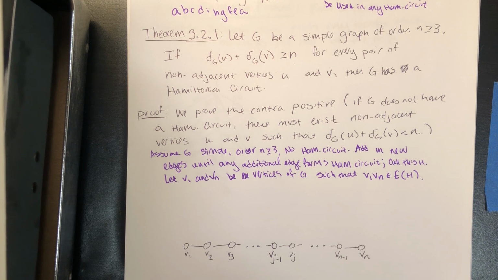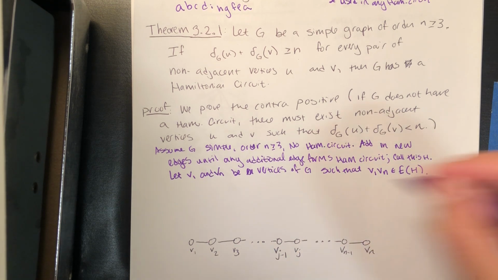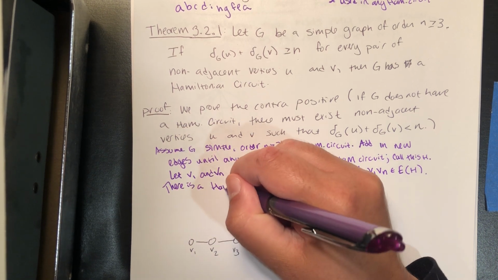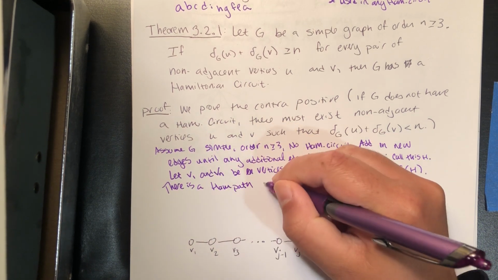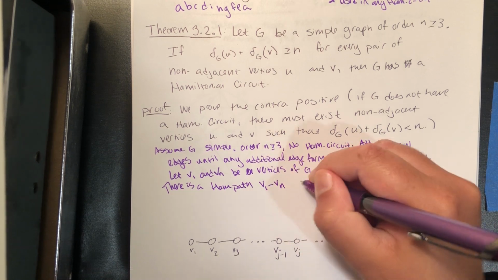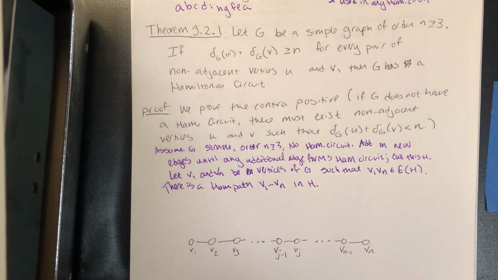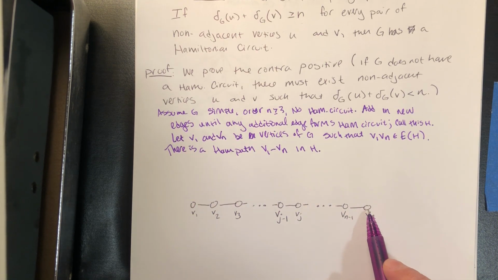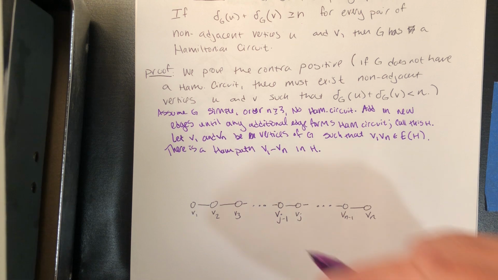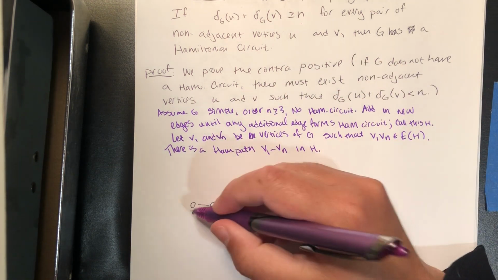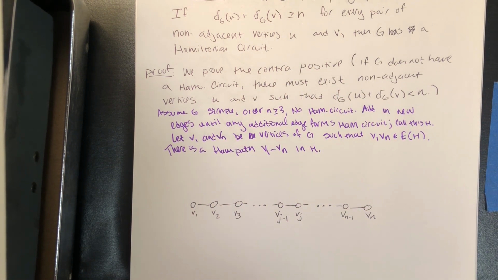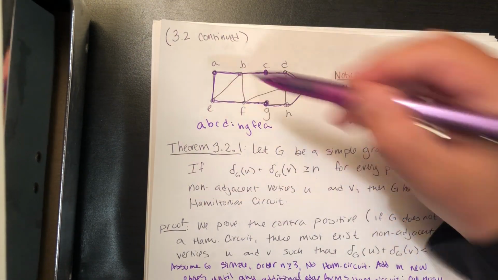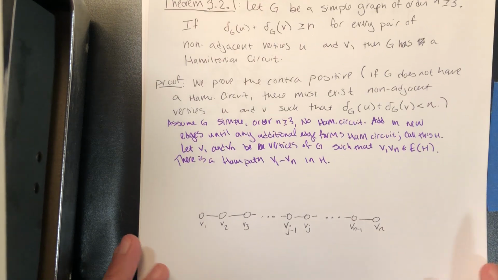That's what this means. And so essentially we can conclude that there is a Hamiltonian path from V1 to Vn in the graph H. Because if adding this last edge from V1 to Vn forms a Hamiltonian circuit, then taking away that edge from V1 to Vn is going to give you a Hamiltonian path, right? Just like up here, if we had a Hamiltonian circuit, ignoring the last edge gives you a Hamiltonian path. It's the same idea here.